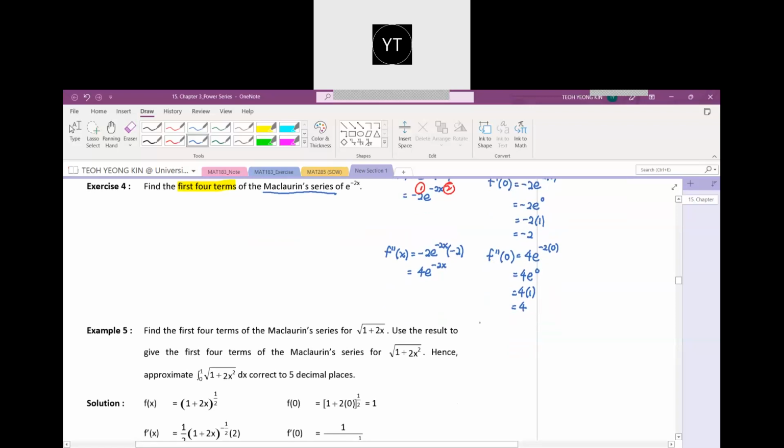The last derivative, f triple prime x. First, we differentiate the 4 e, then we differentiate negative 2x. So here we get 4 e to the power of negative 2x. Differentiate negative 2x and you get negative 2. So here is negative 8 e to the power of negative 2x. Finally, f triple prime 0. So here we have negative 8 e to the power of negative 2 times 0. Negative 8 e to the power of 0. Negative 8 times 1, which is negative 8.